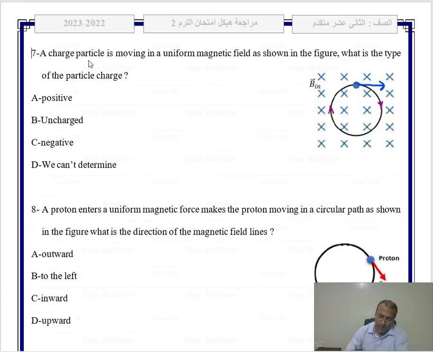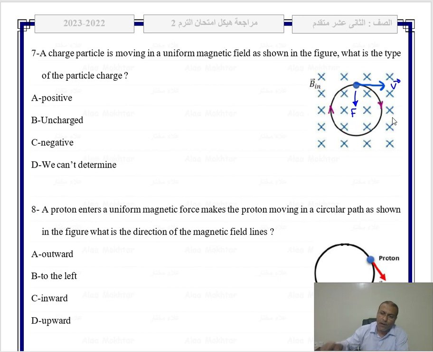Number 7. A charged particle is moving in a uniform magnetic field as shown in the figure. What is the type of the particle charge? This particle moves in a clockwise circular motion as you see. If I draw the particle at this point, velocity refers to the right side and the force refers to what? To the center of the circle.